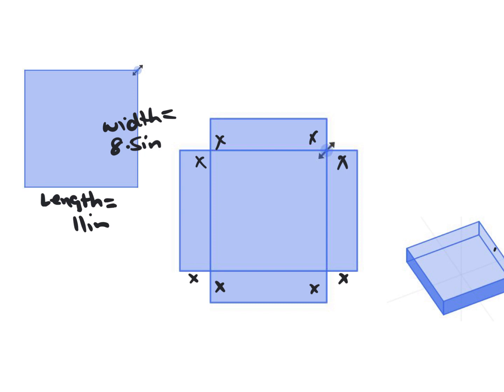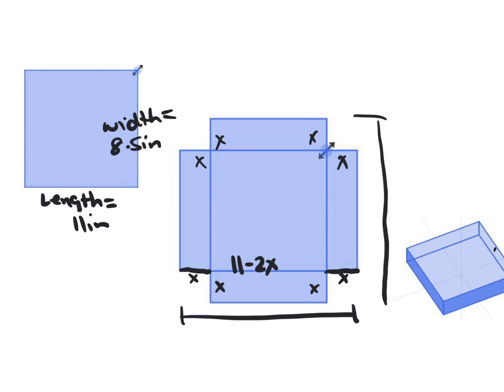If this whole length here was 11, and I cut out X on this side and X on this side, my new length is now 11 minus 2X. And then the same with the width. If this whole width was 8.5 inches, and I cut out X on this side and X on this side, then my new width is 8.5 minus 2X. And the height of my box was whatever size of square that we cut out.